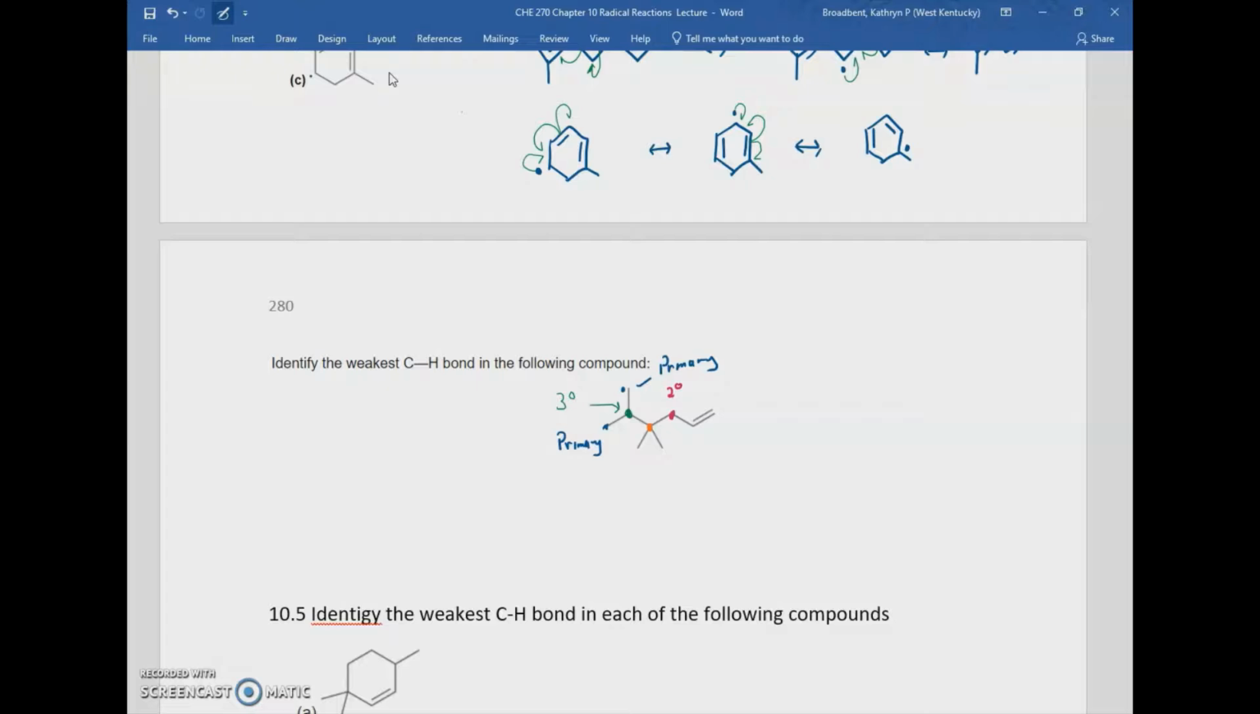That's not stable. So you might think that the tertiary is your best bet, but it isn't, because this pink one here is stabilized by resonance. We can draw another structure here where we get the double bond here and the radical is there. And this is a resonance structure, and so the pink position is the best one.